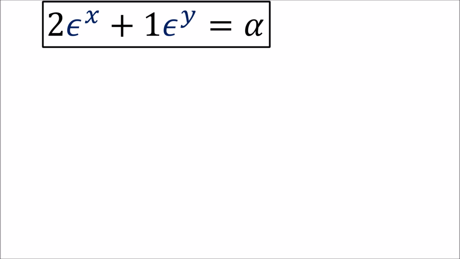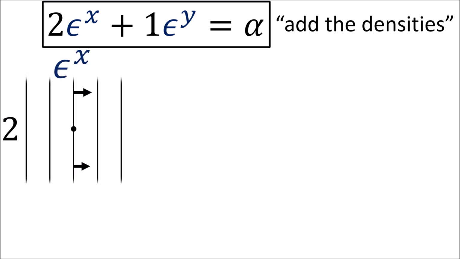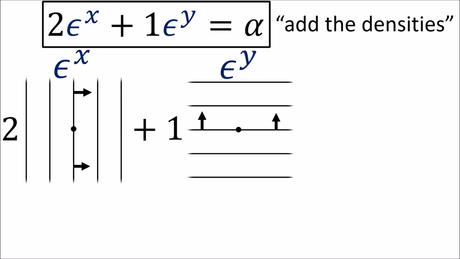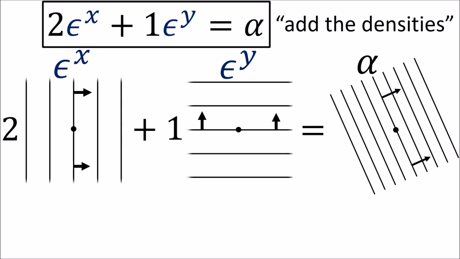When basis covectors are taken in linear combination, the rule for addition is to add the densities together. So if we have 2 epsilon x plus 1 epsilon y, what this is saying is that the resulting covector will have a density in the x direction of 2 and a density in the y direction of 1. So this resulting covector alpha has the Ex basis vector pierce 2 stacks and has the Ey basis vector pierce 1 stack.